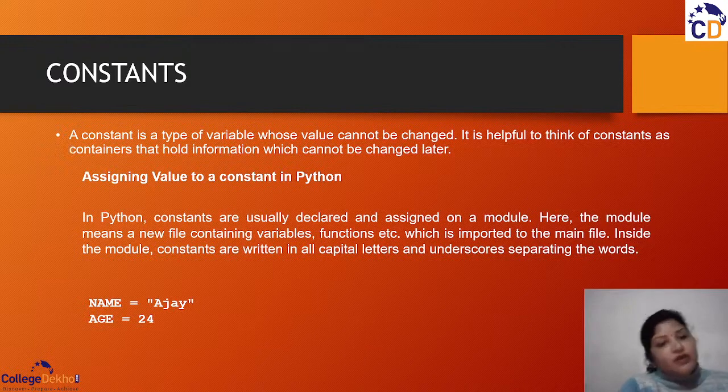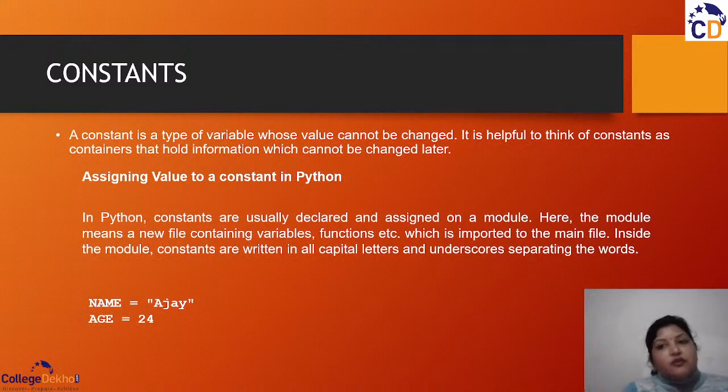In a variable you can change the value, like you have seen in the previous slide. First you have given the variable the value xyz.com, then again you have given it abc.com. Whereas a constant is a type of variable, you assign the value to the variable, but you cannot change it. The values are fixed because it is a constant.